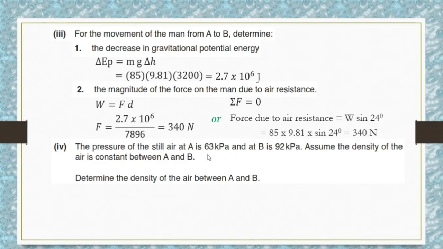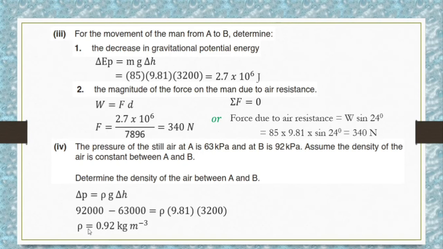The pressure of the still air at A is 63 kilopascals and at B is 92 kilopascals. Assume the density of the air is constant between A and B. Determine the density of the air between A and B. We use the hydrostatic pressure equation. P equals rho g h, so delta pressure will be equal to rho times g times delta height. Delta P is 92 kilopascals minus 63 kilopascals equals rho times g, 9.81, times delta h, which was 3,200. So we can calculate here that the rho, the density of air, is 0.92 kilogram per meter cubed.